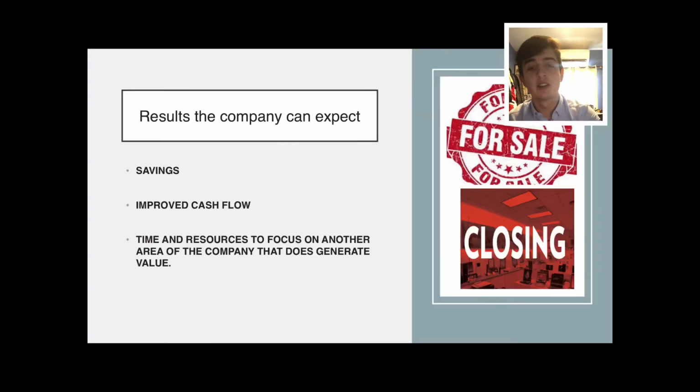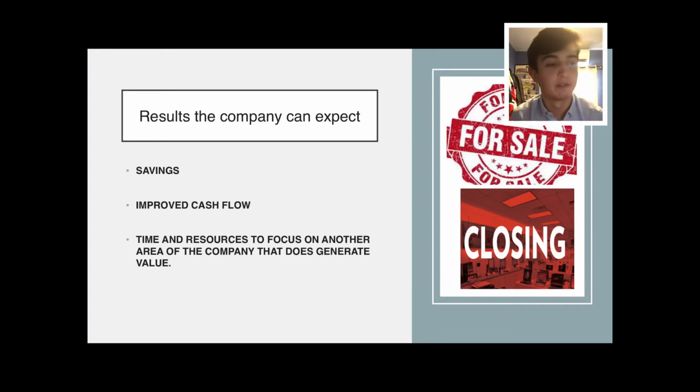So with this strategy, what results can the company expect? First off, a very important one would be the savings. So when we close down or reduce this part of the company, we're no longer going to be wasting resources on something that is not generating value for us. So by closing it down, we are going to be saving all the costs that are needed for that part of the company, and we're going to be using them for something else that is going to generate value for us.